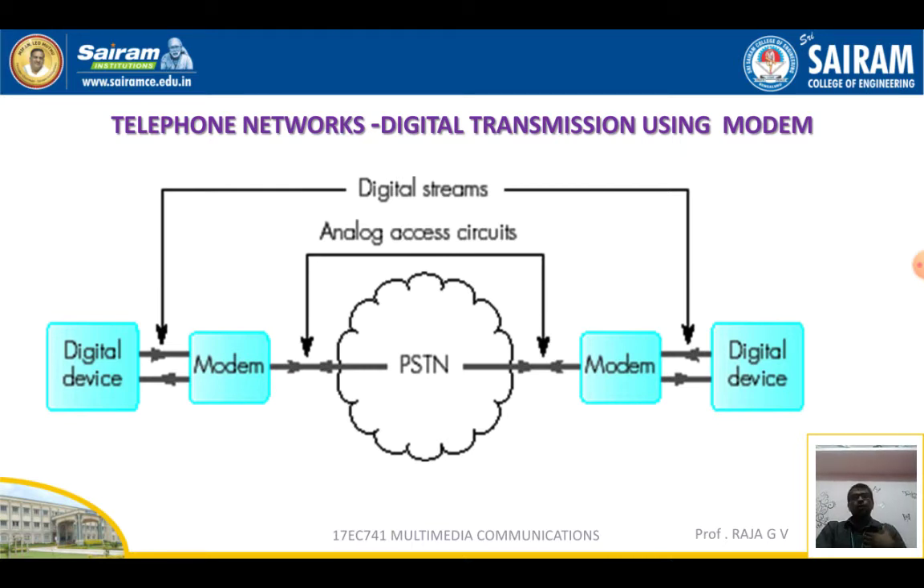Then it will be given to the PSTN as analog circuits or analog access circuits. Then it goes to the exchange, then from the exchange to the particular line. Then at the receiving end we have one more modem, called a demodulator, which will convert this analog signal into a digital signal using a decoder. Then it will be given to the digital device. This is called digital transmission using modem.